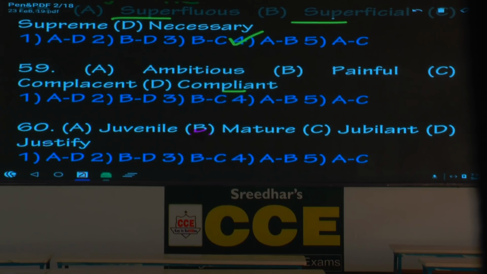Is it related to those words? No. So what is the answer here? Antonyms. Ambitious, positive. Complacent, negative. Opposite words. A, C. Which option says that? Answer is the fifth option.